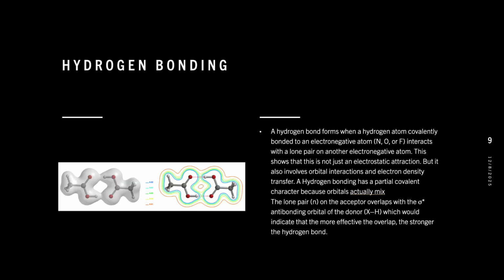Hydrogen bonding is often shown as a weak attraction between a hydrogen atom and an electronegative atom like oxygen or nitrogen, but quantum mechanics reveals that it is more complex than that. In reality, a hydrogen bond involves a small amount of orbital overlap. A lone pair on one atom interacts with the anti-bonding orbital of a nearby bond. This gives hydrogen bonding some covalent character instead of being a purely electrostatic force. This explains why hydrogen bonds are directional and why they are stronger than expected from a simple charge attraction alone.